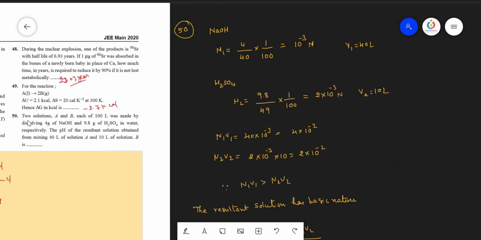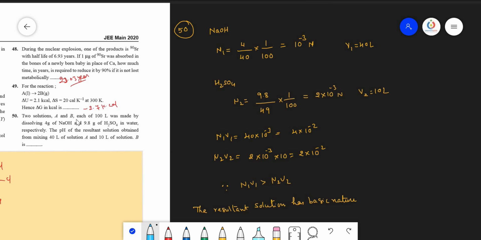Let us solve question number 50. Two solutions A and B, each of 100 liters, were made by dissolving 4 grams of NaOH and 9.8 grams of H2SO4 in water. So these are two different solutions: the first is NaOH solution, the second is H2SO4 solution. The pH of the resultant solution obtained by mixing 40 liters of the first solution with 10 liters of the second solution is asked.